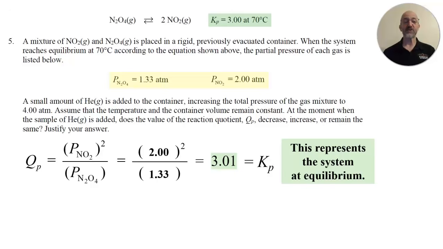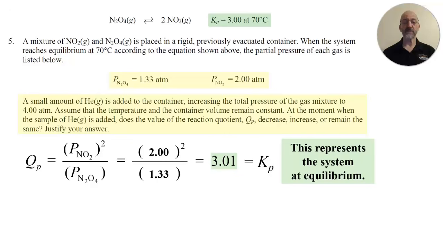Now let's go ahead and introduce a small amount of helium gas to the container. So here comes the change, or the stress on the system. A small amount of helium gas is added to the container, increasing the total pressure of the gas mixture to 4 atmospheres. Assume that the temperature and the container volume remain constant, and at the moment when the sample of helium gas is added, here is the question that we need to consider. Does the value of the reaction quotient Q decrease, increase, or remain the same?